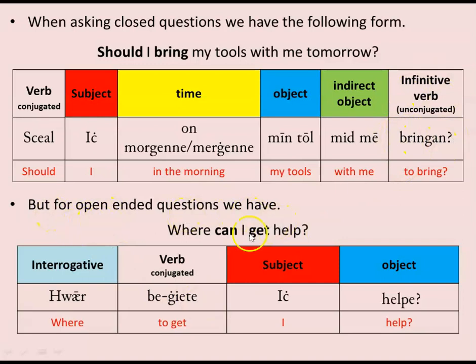Now, for open-ended questions where we want something more than a yes or no answer, we can start with an interrogative. Hawar beyita each helper. Where can I get help? Okay, so I, the subject, the conjugated verb to get, beyita, and the interrogative, hawar, where to get I help. Okay, next bit.